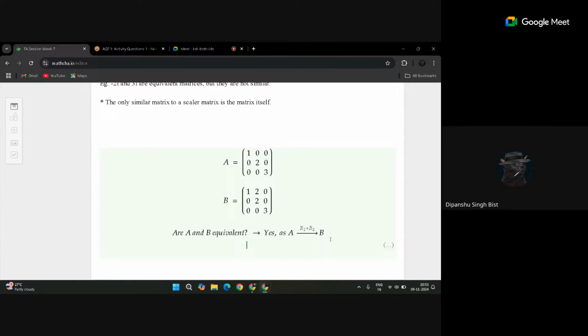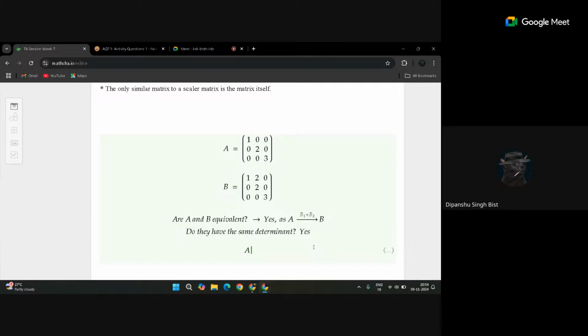Yes, they are. What about, do they have the same determinant? Determinant. Yes, sir. Yes. Why? Because just doing this row operation will not change the determinant of A and determinant of B, right? So A and B are similar matrices. I can conclude from here. Okay. Here A was a diagonal matrix, but B need not be a diagonal matrix.